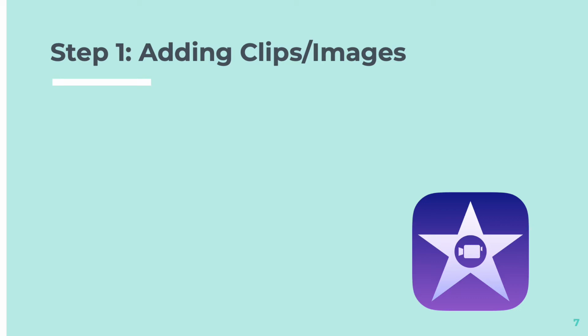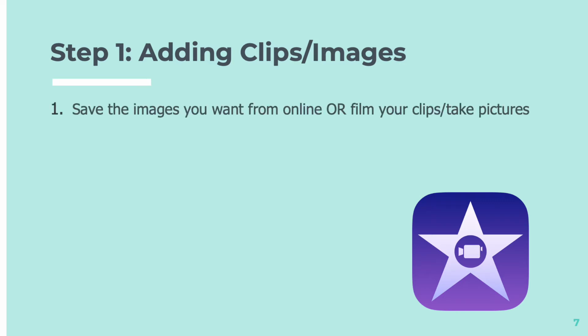So over the next few slides, I'm going to show you a few steps of things that you can do that are going to make your adverts look really fantastic. The first thing you'll need to do is add your clips or your images. So step 1 is to save the images that you want from online, or to either film your clips or take your pictures.